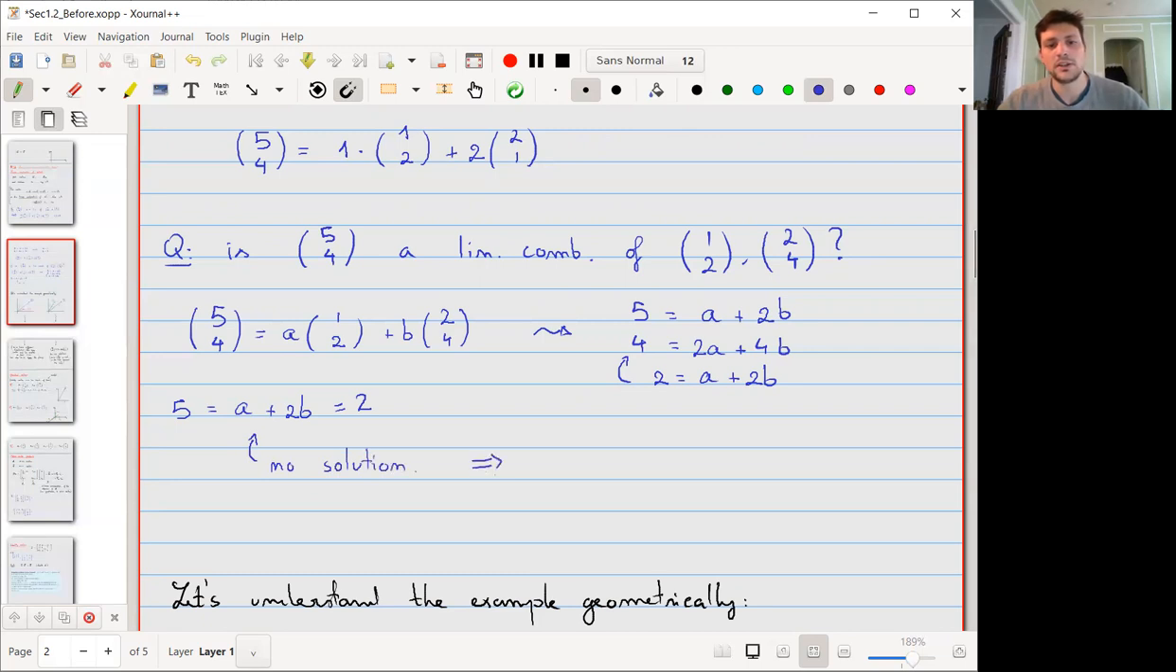And this means that 5, 4 is not a linear combination of 1, 2 and 2, 4.